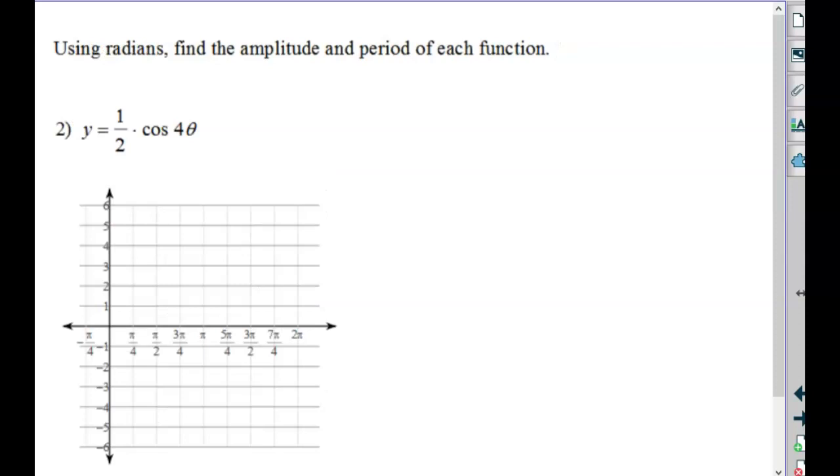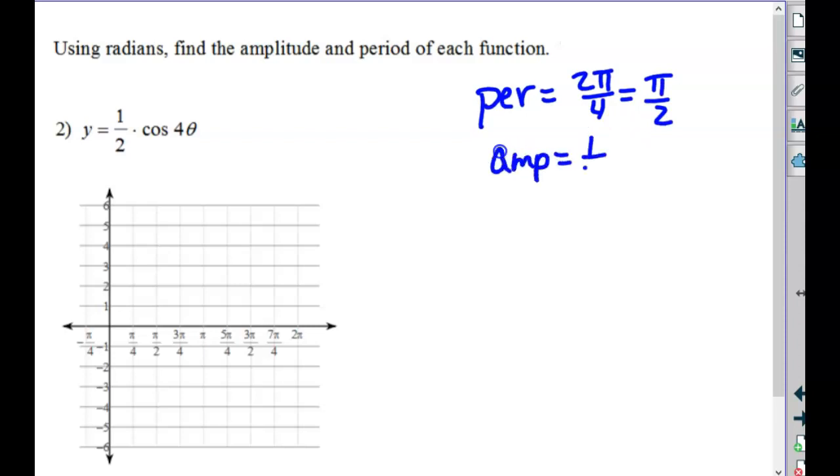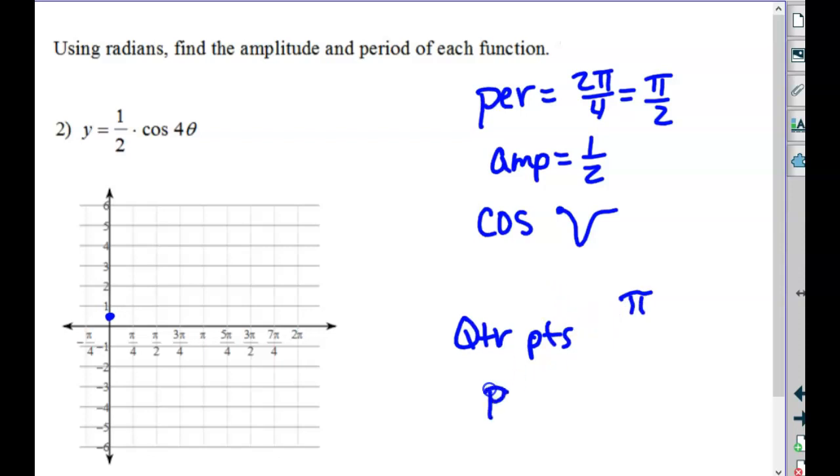Okay. The period here would be what? 2 pi over 4, which is pi over 2. The amplitude is 1/2. And it's a cosine, so it starts at the maximum. So it's going to start at 1/2. The quarter points are the period. It's always period divided by 4. So the period of pi over 2 is supposed to be divided by 4, or 1/2 divided by 4, or 1/8 of a pi.